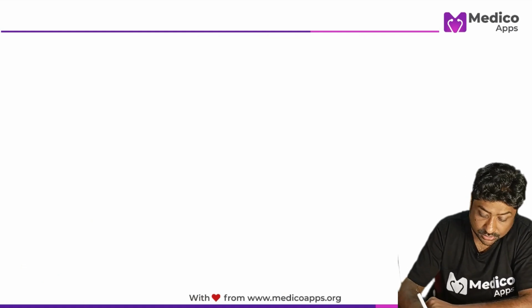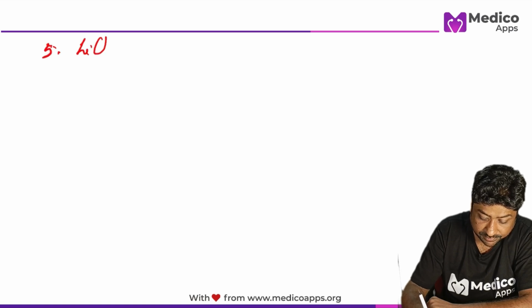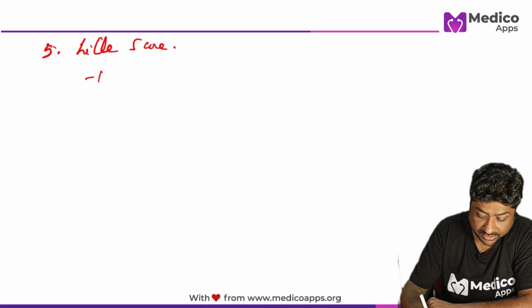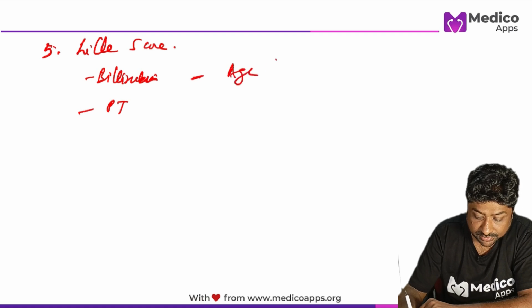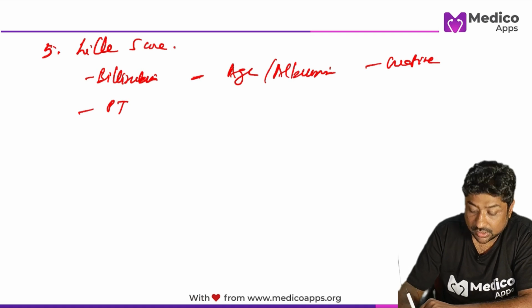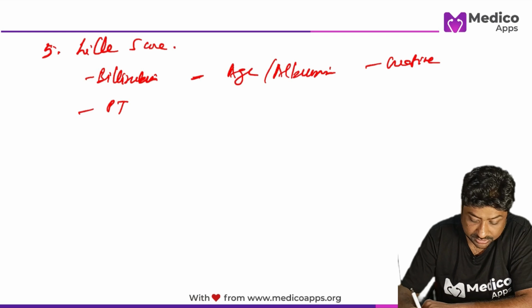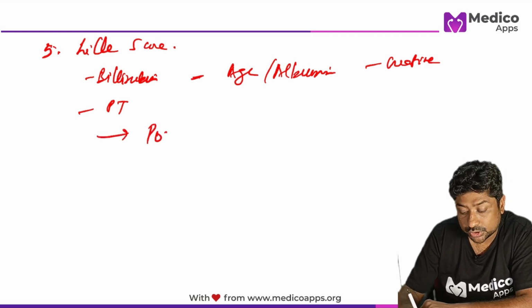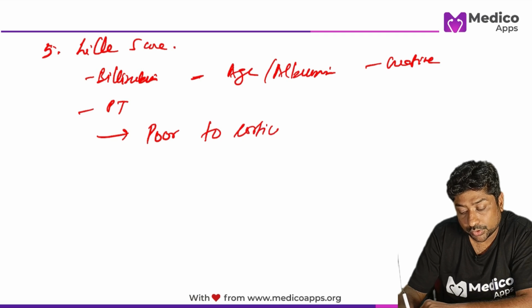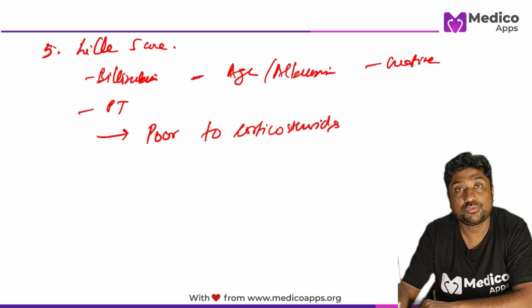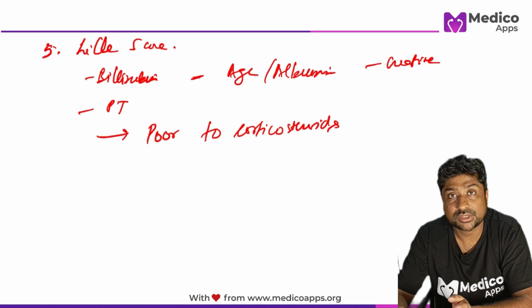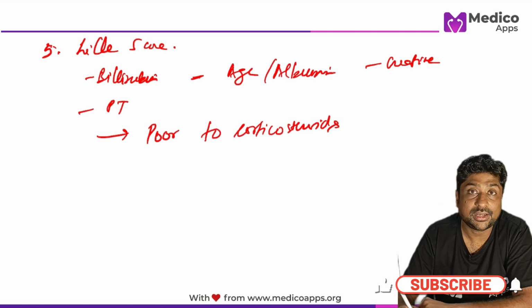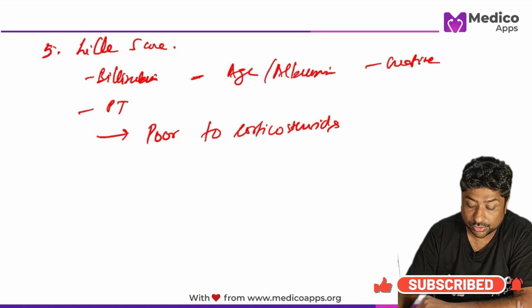Last 2 scoring patterns. The next scoring pattern is Lille's score. Again here bilirubin and PT is used instead of INR. You also have age, albumin levels, creatinine levels. Why this score is important is because it is a predictor of patients who respond poorly to corticosteroids. One of the therapeutic agents we are going to use in management of these cases is corticosteroids. So if the Lille score is higher, these patients will respond poorly to corticosteroids.